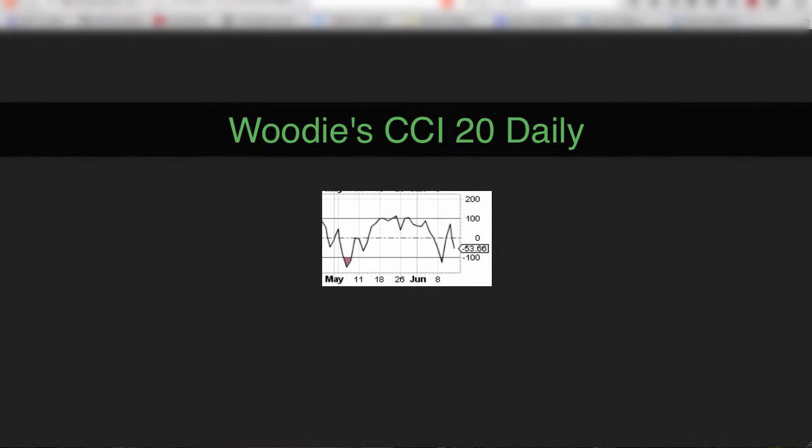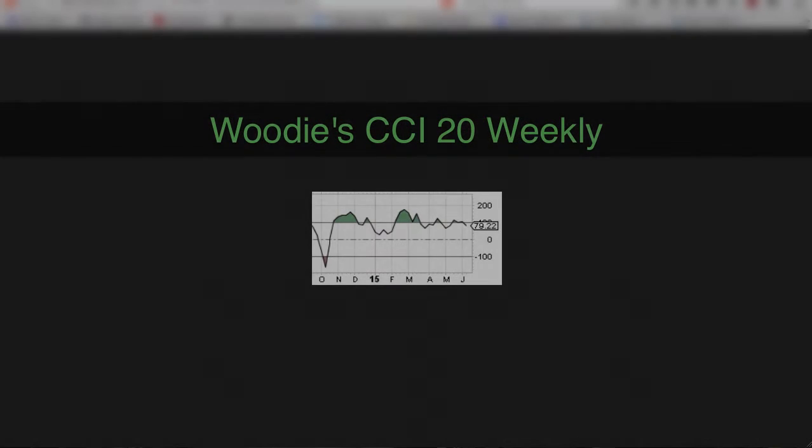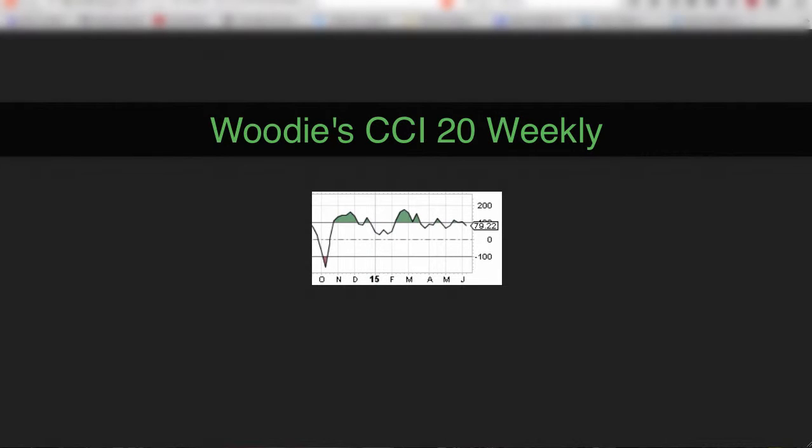Momentum. Last week, the CCI 20 daily continued its decline. Then, after dropping below minus 100, it rose back above plus 50 before declining again below minus 50, where it ended the week at minus 53.66, still in a Woody's uptrend, but outside the range for a zero-line reject long entry. In Woody's CCI trading system, 6 consecutive bars above or below zero are required for a change of trend.